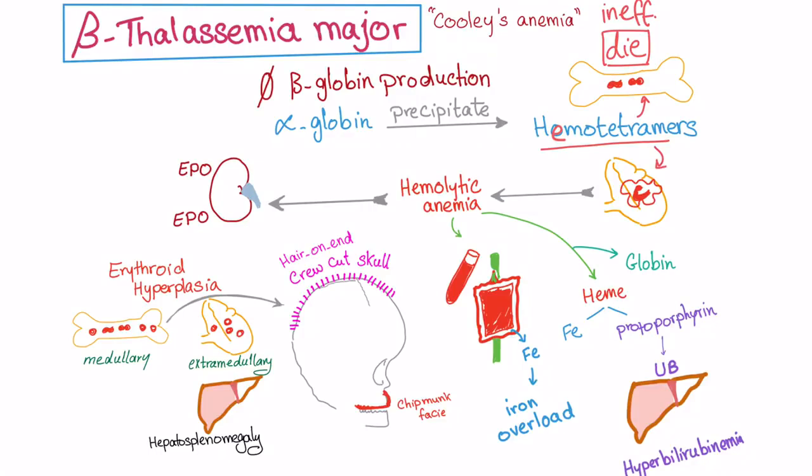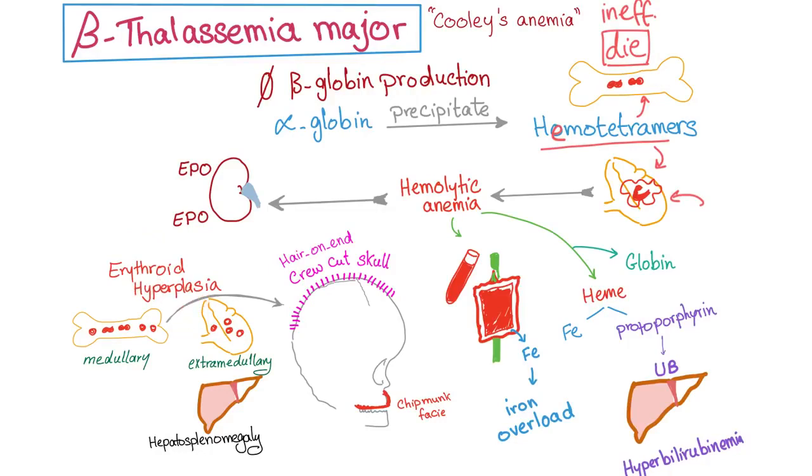What else will happen to these hemotetramers? They will precipitate in RBCs. So the macrophage in the spleen will recognize these. Oh, these are ill, abnormal RBCs. Let's kill them. So they destroy the RBCs, which leads to hemolytic anemia. With hemolytic anemia, the kidney will respond by increasing erythropoietin production. Erythropoietin will lead to something called erythroid hyperplasia.